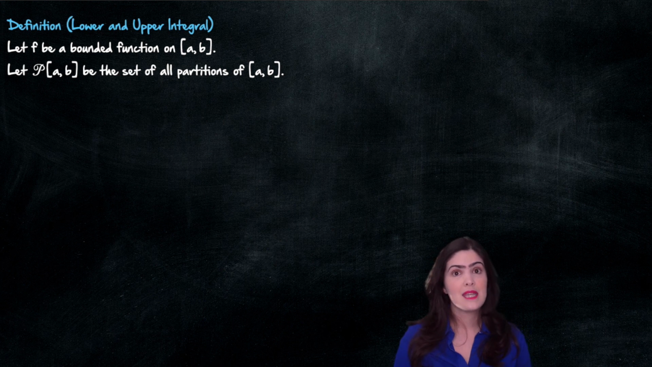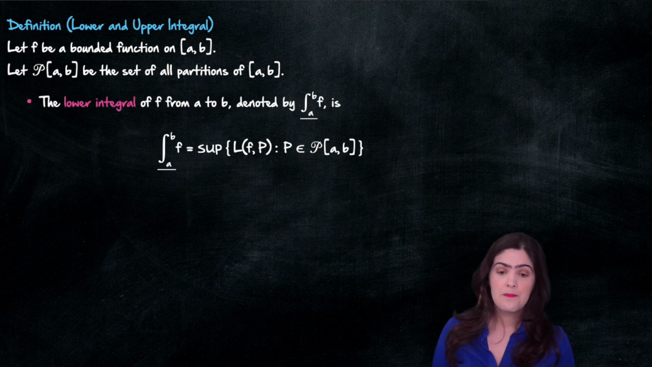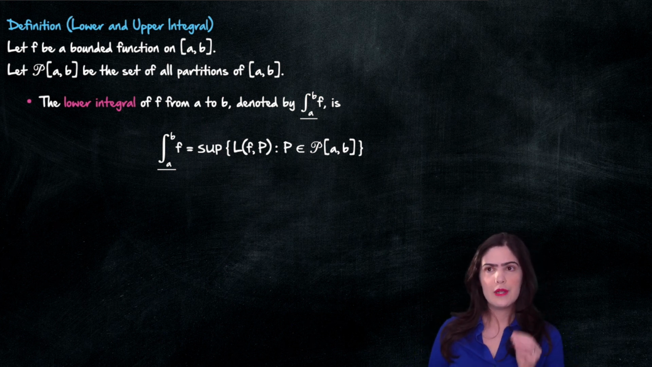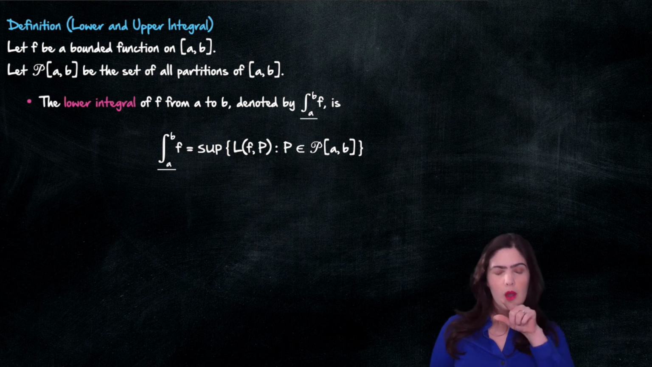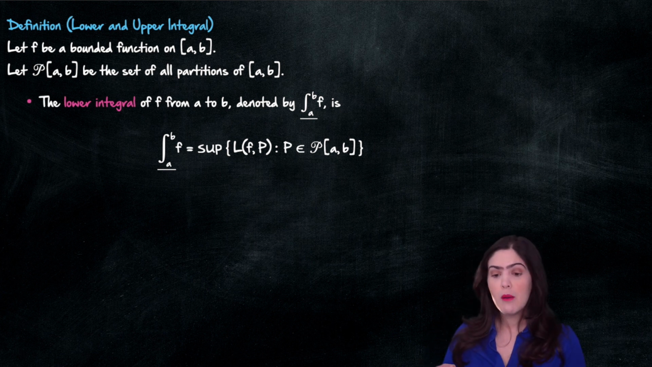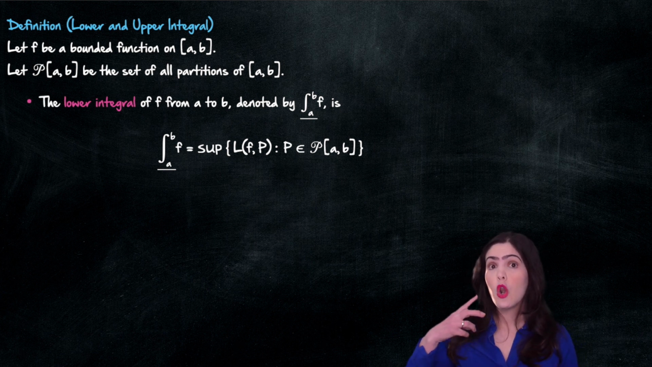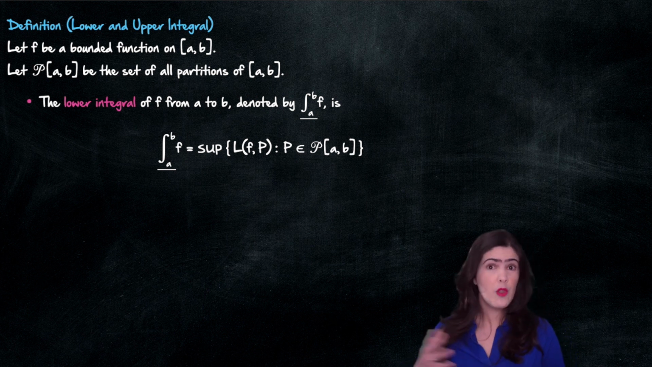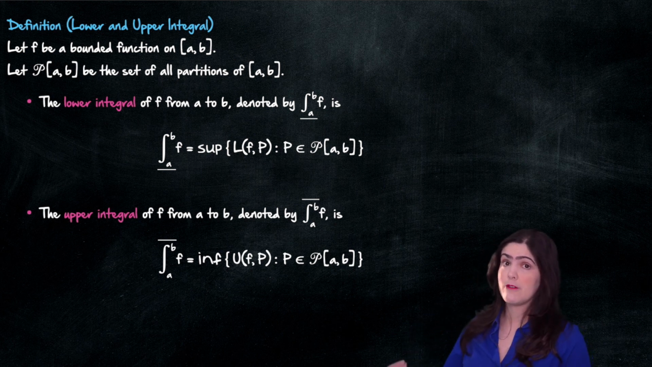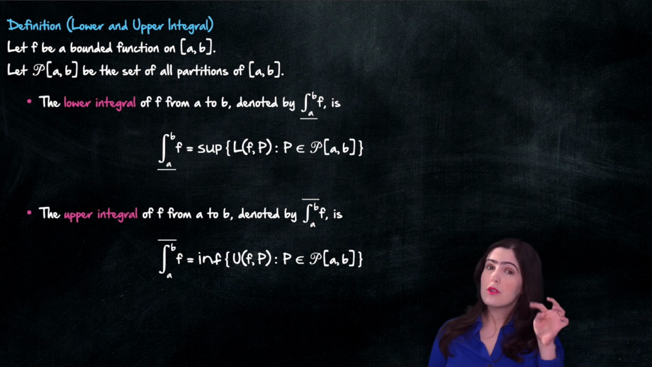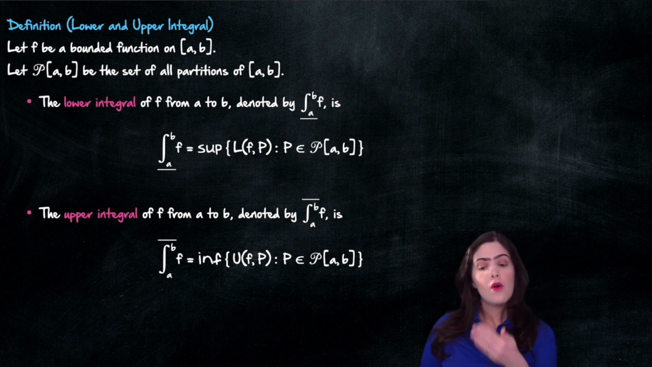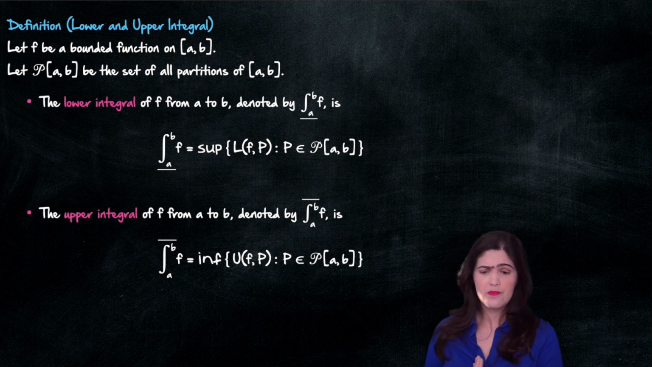So for a function that is bounded, where I look at the set of all the partitions of the interval [a, b], the lower integral of f from a to b we're going to denote like this. It looks like the integral from a to b of f with a little bar underneath. So the lower integral would be the supremum of the lower sums of all the partitions of the interval [a, b]. And then the upper integral of f from a to b, which is denoted by the integral from a to b with a bar above, is the infimum of all the upper sums.